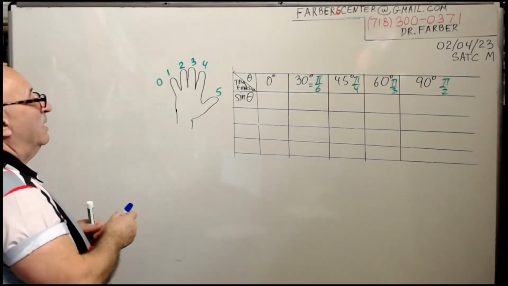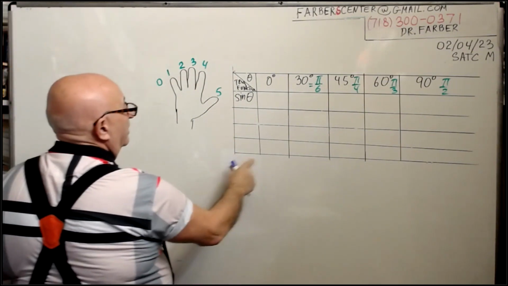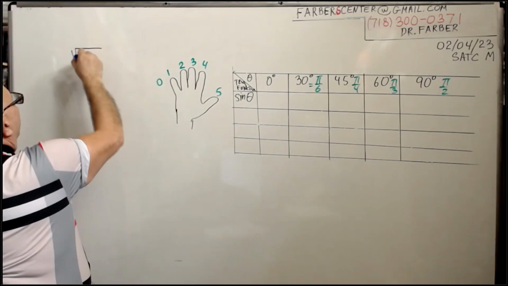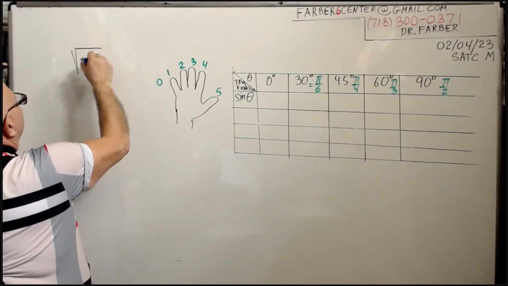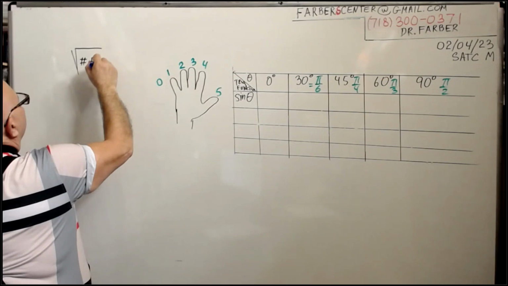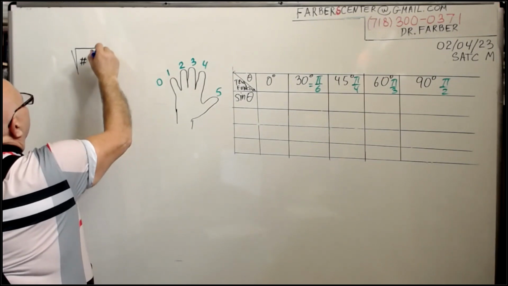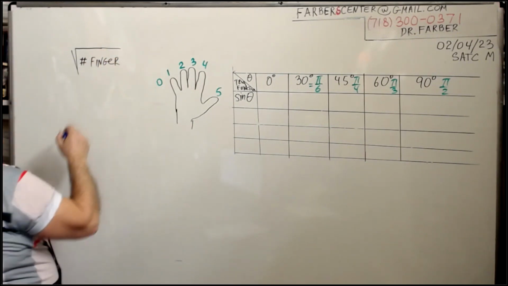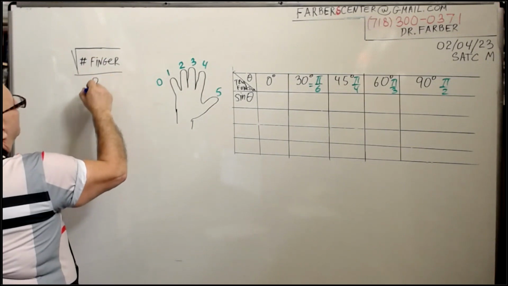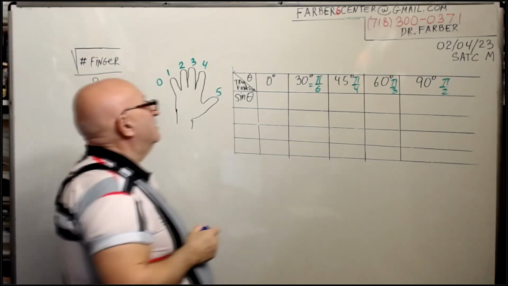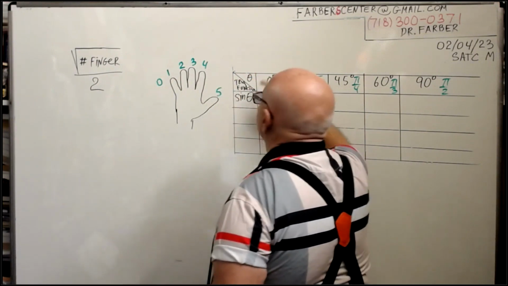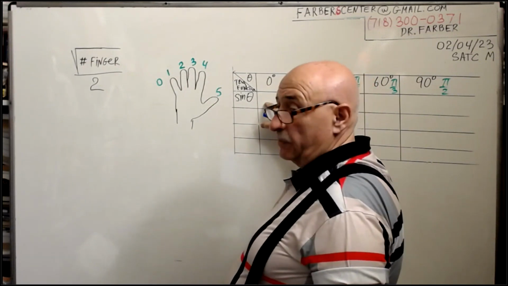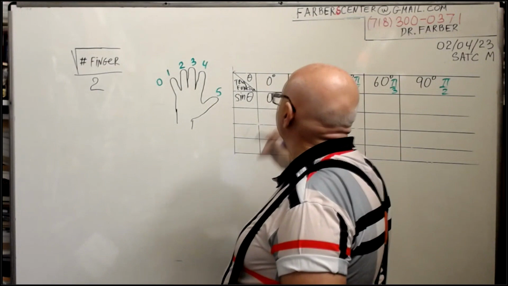Okay. And pretend you forget about these values. I use formula square root of number of finger divided by 2. Look at this, for 0 degrees. Square root of 0 divided by 2 is 0. Agree, students? So sine of 0 equals to 0.